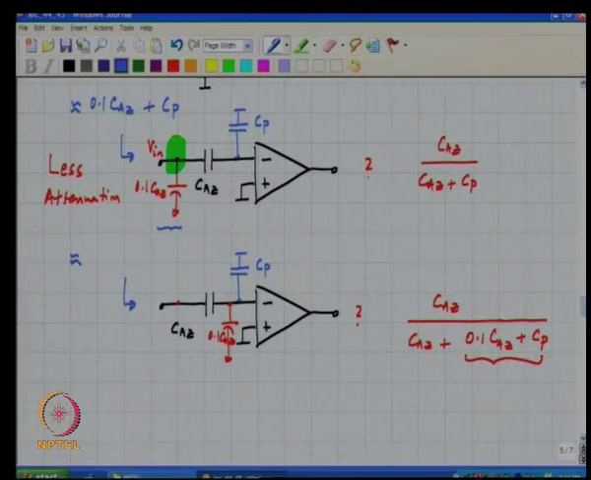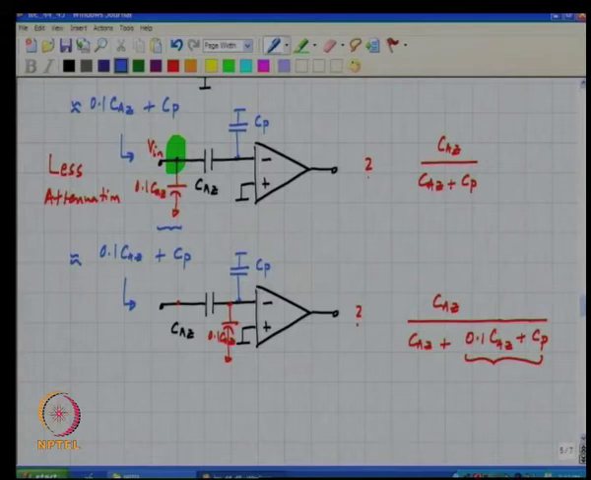Again, if you assume that CAZ is large, which is what you would do in order to make the voltage at the input of the preamp roughly the same as the main input, you will find that the input capacitance is approximately 0.1 CAZ plus Cp, and this means that regardless of the orientation of this capacitor, the input capacitance is the same, which means that the sample and hold has to drive the same amount of load capacitance whichever way you choose the orientation of the auto zero capacitor.